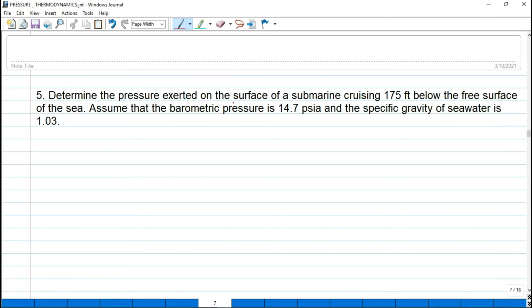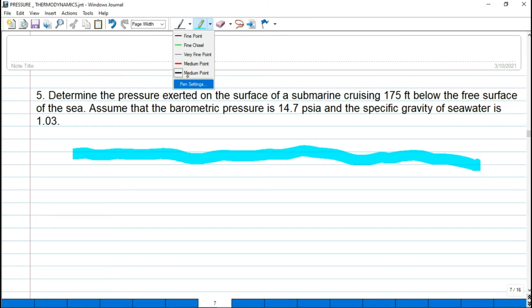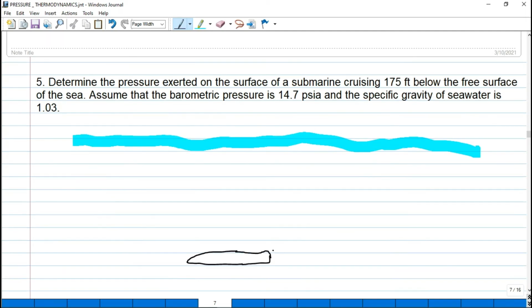Okay, so we have here a submarine. Hinahanap natin yung pressure exerted on the surface of a submarine. So let's say ito yung surface ng dagat, that is seawater. Then we have the submarine here at a height of 175 feet. Okay, so this is the submarine here, then the height of this submarine is 175 feet.